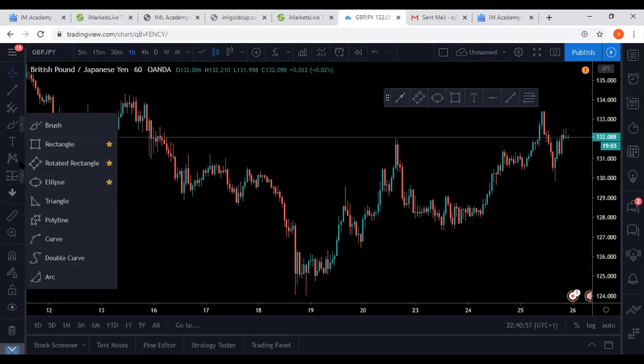So all you have to do is come to the left side of this Tradingview and you can always make any tool that you like your favorite. Okay, so I'm not going to spend so much time on that.